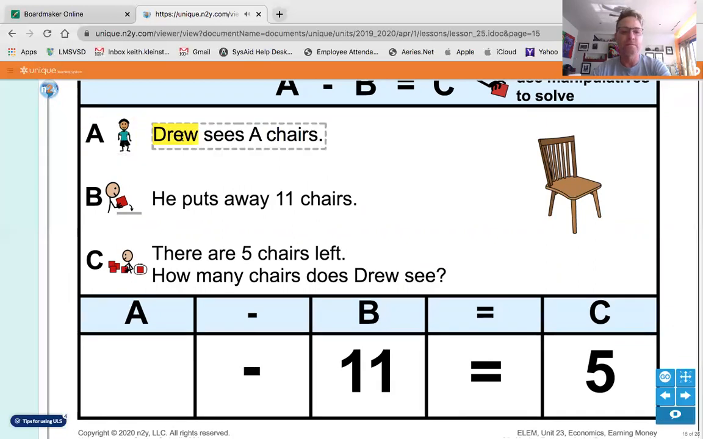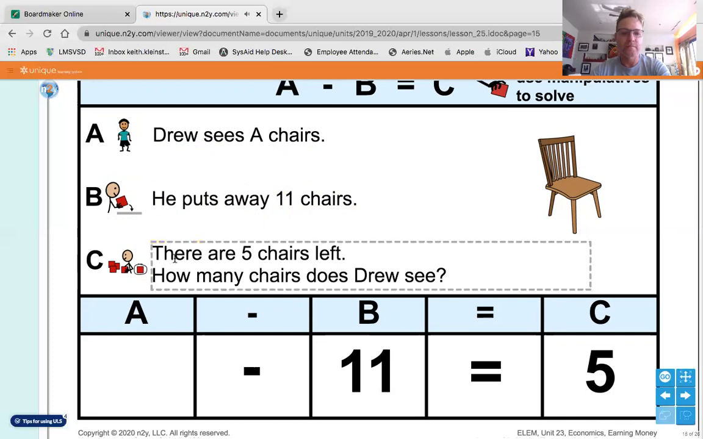A. Drew sees A chairs. So we're solving for A now. B. He puts away 11 chairs. C. There are 5 chairs left. Okay. How many chairs does Drew see?